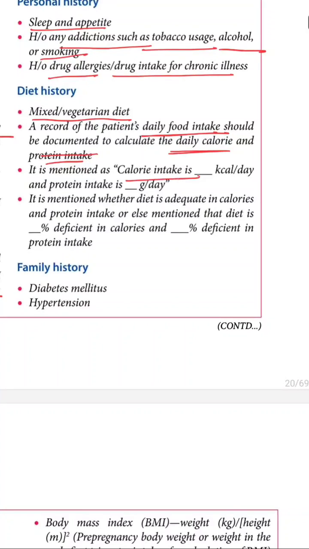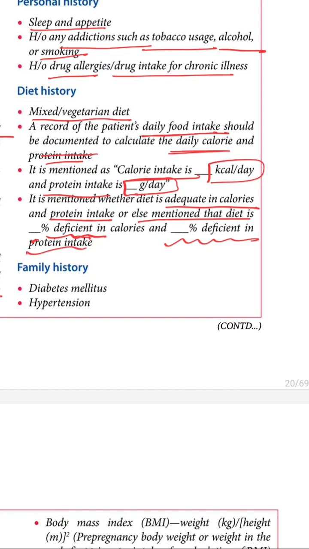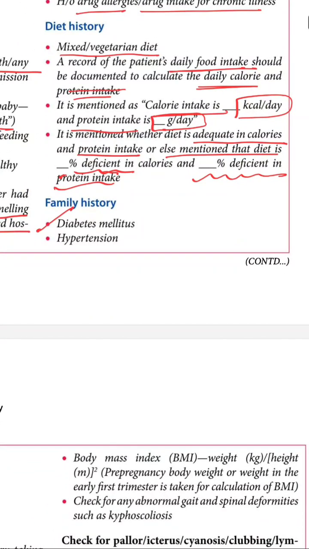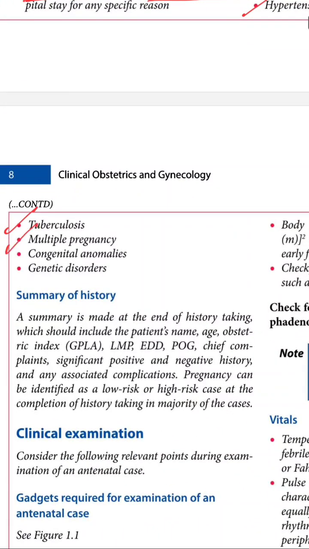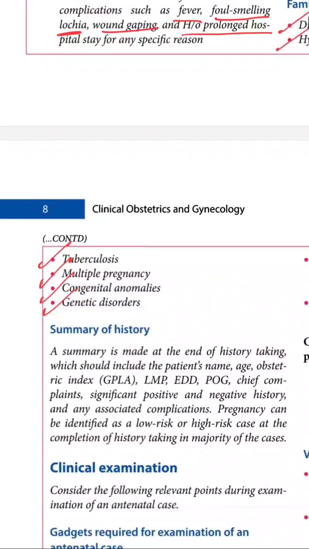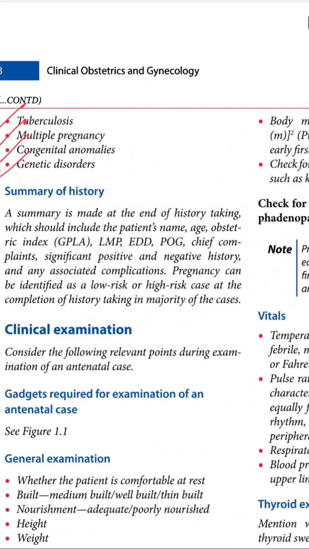It is mentioned as calorie intake in dash kilocalorie per day and protein intake in dash gram per day. It is mentioned whether diet is adequate in calories and protein intake, or else mention that the diet is how many percentage deficient in calories and how many percentage deficient in protein intake. Now coming to the family history, ask for diabetes mellitus and hypertension if it runs in the family or not, TB in the family, multiple pregnancy, congenital anomalies and genetic disorders.